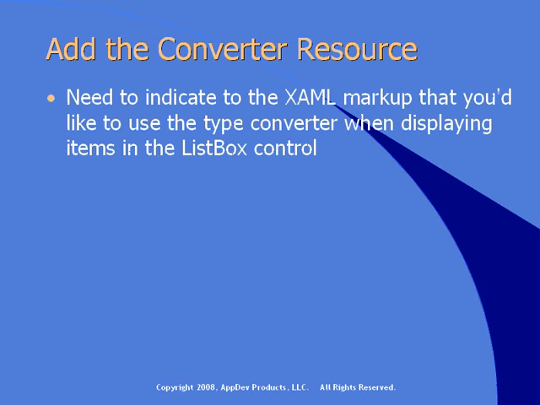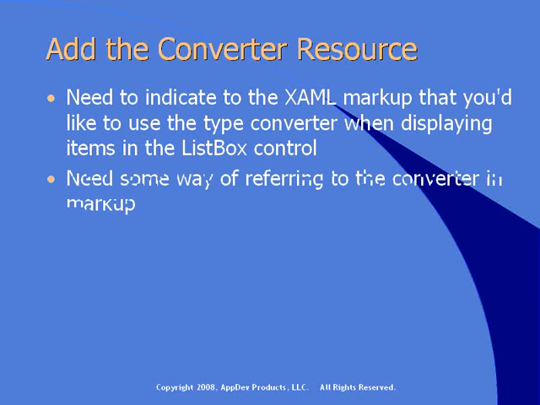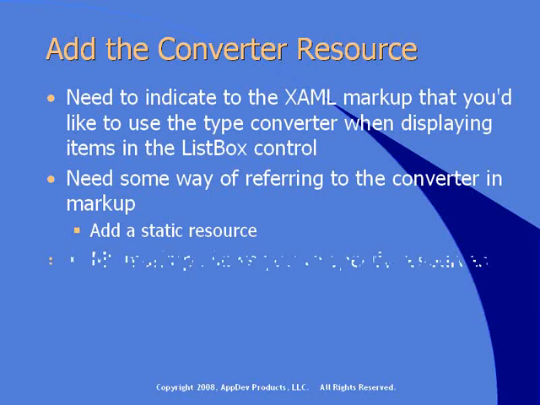We're going to need to indicate to the XAML markup that you want to use the type converter when you're displaying those items in the list box control. That is, we need some way of referring to the converter in the markup. It becomes a resource we need to use. We'll add a static resource to our markup that refers to this converter and then add a reference to that static resource where we want to use it.